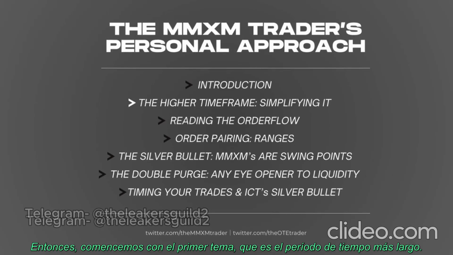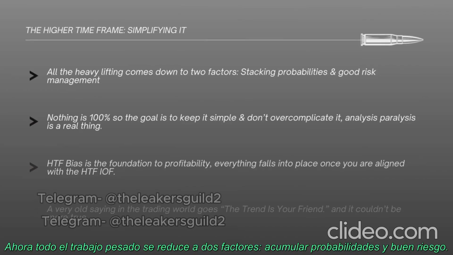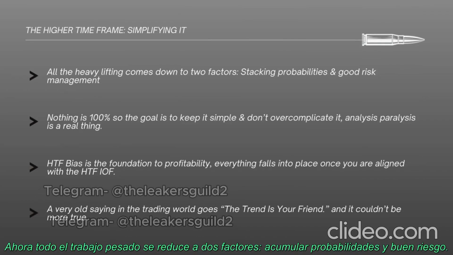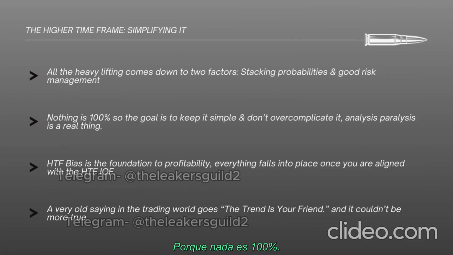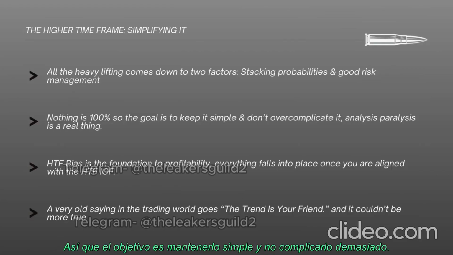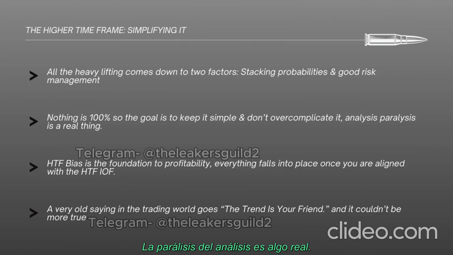So let's start off with the first topic, which is the higher time frame. Now all the heavy lifting comes down to two factors: stacking probabilities and good risk management. Why? Because nothing is 100%. So the goal is to keep it simple and don't overcomplicate it. Analysis paralysis is a real thing.